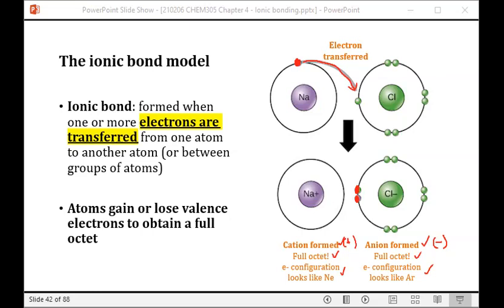So again, key things about ionic bonding: electrons are transferred. When electrons are transferred, one atom or atoms are always losing electrons and so becoming cations. And then another atom or group of atoms is always gaining electrons and becoming anions. And it's the attraction between these opposite charges that forms the ionic bond.